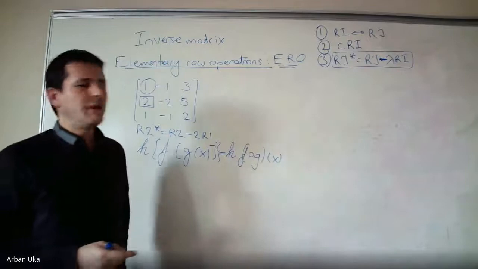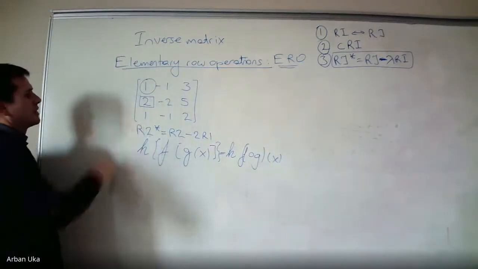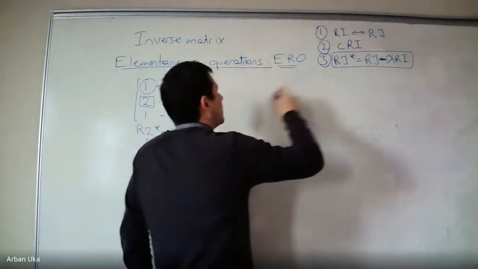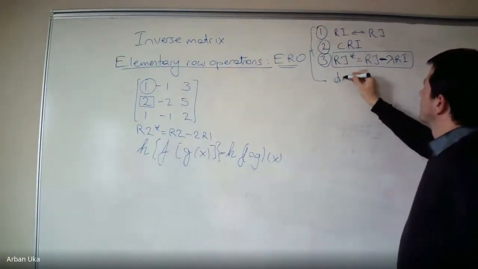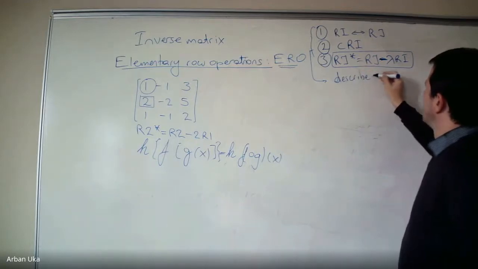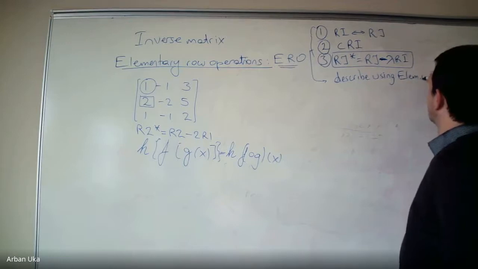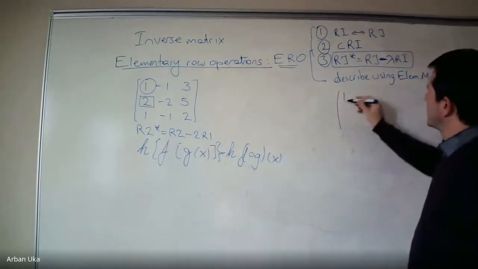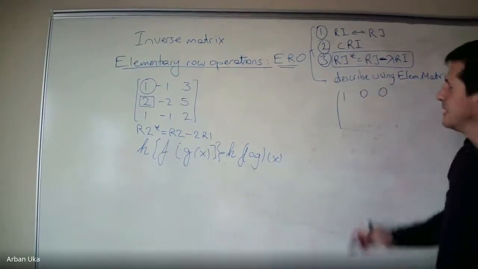How can we do it? In linear algebra notation, we can multiply this matrix with another matrix, but how? All of these three operators can be described using elementary matrices. What is an elementary matrix? Let's see what it is. An elementary matrix is one that we can obtain using any one of these operations from an identity matrix.